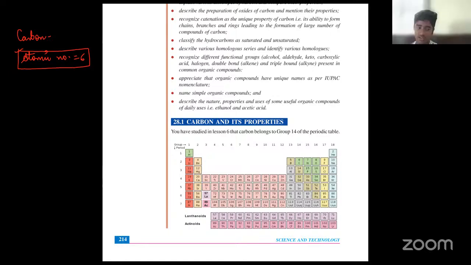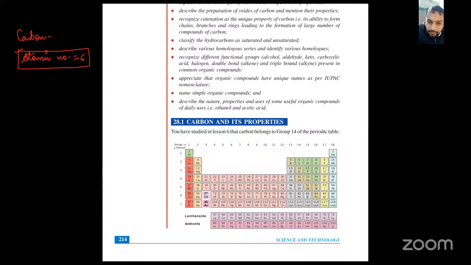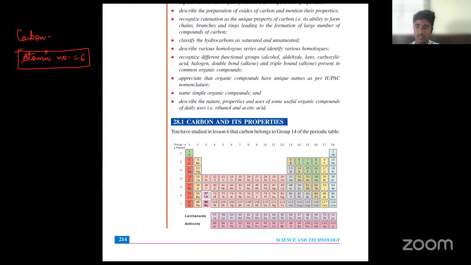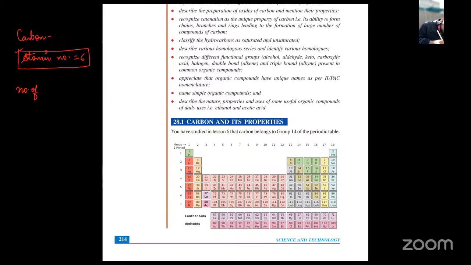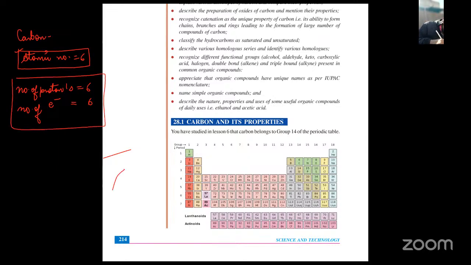Anybody can tell me, Jehovan? It has 6, right? Six protons. Yes, very good. So the number of protons will be 6. And how many electrons will there be? It will be the same as the number of protons. The number of electrons will also be 6. Did you understand, guys? Now, this is what we should learn: carbon has 6 protons and 6 electrons.